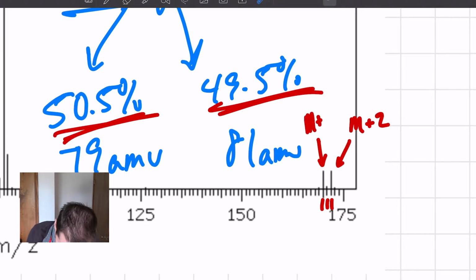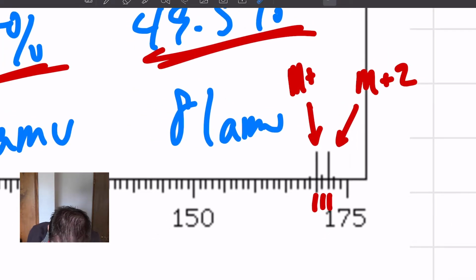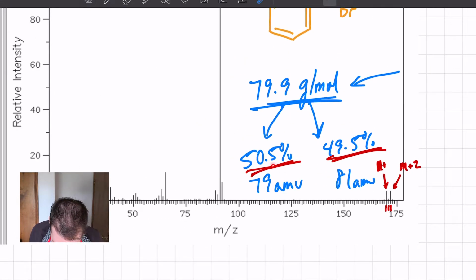Actually, technically, if we really zoom in on this, I don't even know if we can tell. This one should be ever so slightly higher than this one. I don't know if we can even tell just by looking at that, because technically it's 50.5 and 49.5, so they're 1% apart from each other, right?